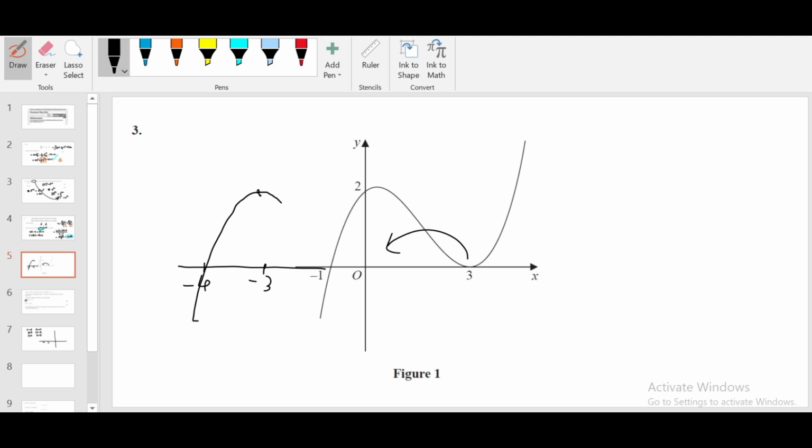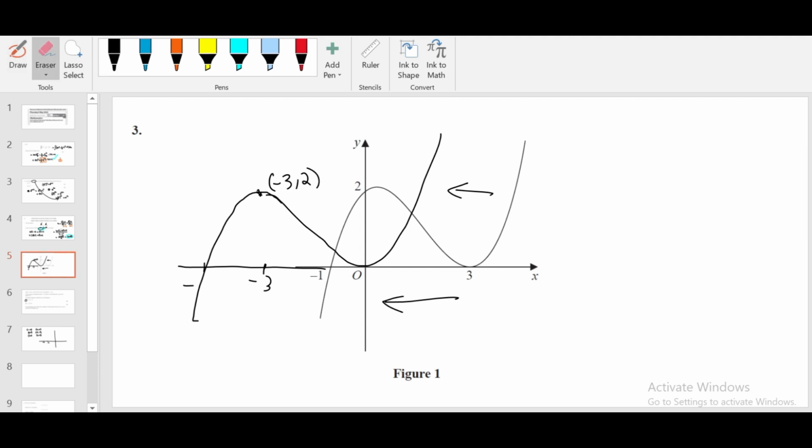0 becomes minus 3, right? You'll get this graph. So the graph has been moved to the left side 3 units. So this point is minus 3 comma 2. And then they want you to mention the points in the coordinate form.